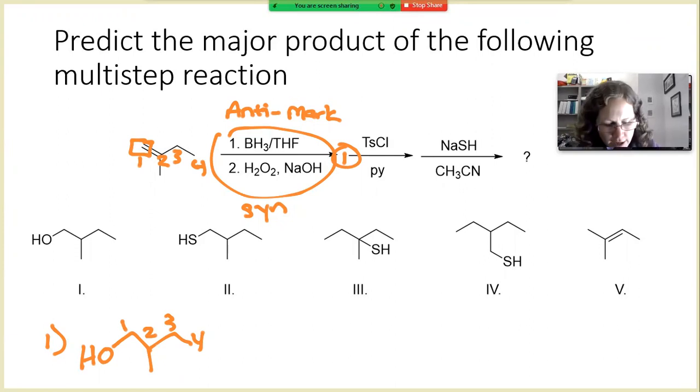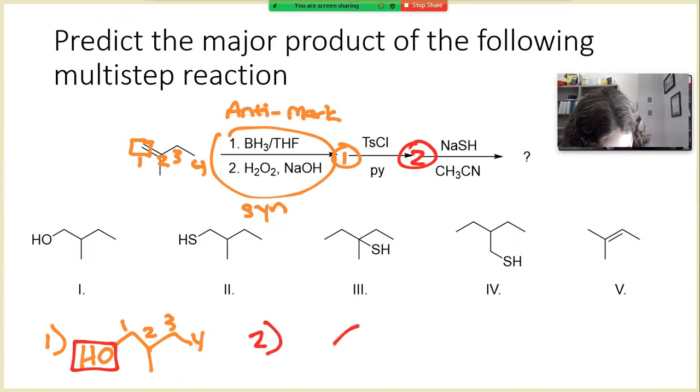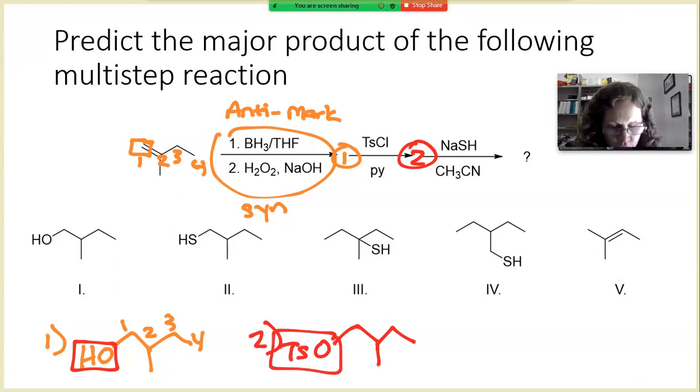And if we take a look at what is happening next, we have tosyl chloride and pyridine. Tosyl chloride, we talked about, is a way to convert a bad leaving group, the OH group, into a better leaving group, a tosyl group. So when we have this second reaction occur, we're essentially just converting the OH into an O tosyl group. And the tosyl group is going to be a much better leaving group for, say, a substitution or elimination reaction.